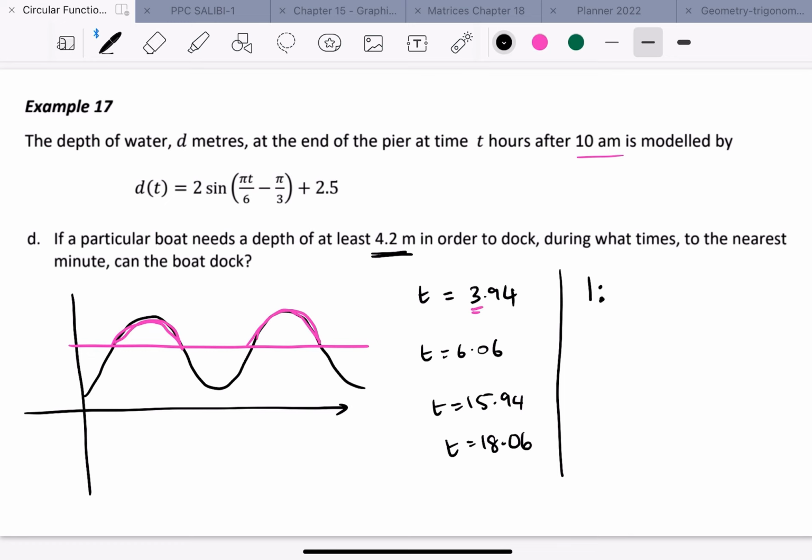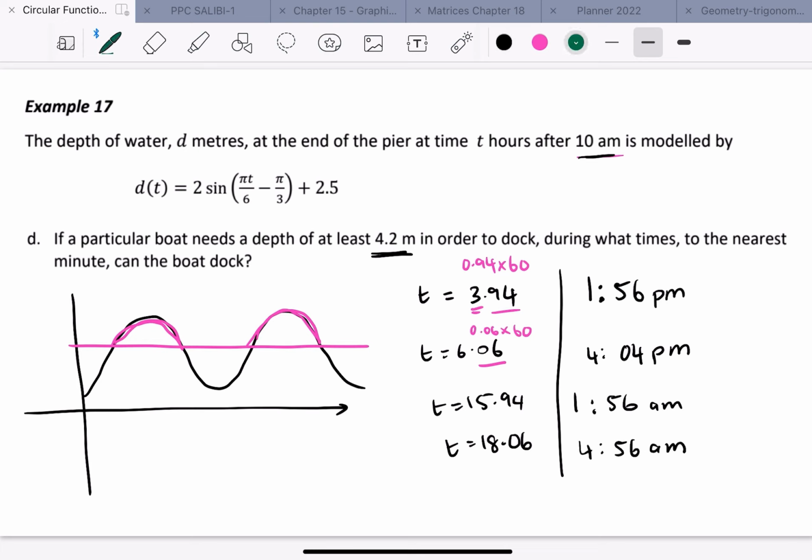So that's going to be 1 and then 1 p.m. And then to figure out what the minutes are, we're going to do 0.94 times 60. And when you do that on the CAS calculator, you'll get 56. So that's 1:56 p.m. Then we will do that again for this section here, 0.06 times 60. When we do that on the CAS, that's 4. And that's 6 hours after 10 a.m., which will be 4 p.m. And then what's happening is because this repeats exactly 12 hours later, then these will be the same but in the AM.